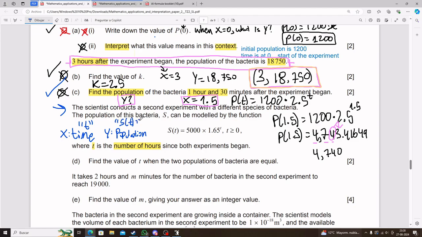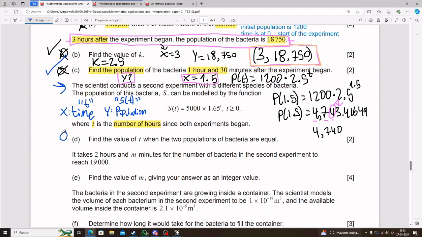All right? For part D, we need to find the value of T when the two populations of the bacteria are, notice, equal. This is the big buzzword we will be talking about for now. So when two things are equal, what are they doing to each other? They are intersecting. When two things are equal, they intersect. And when two things are equal, they are literally equal to each other.